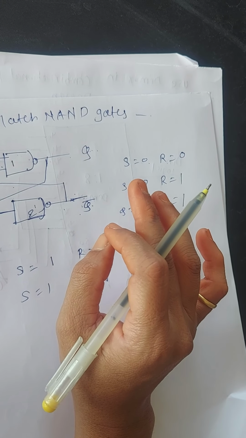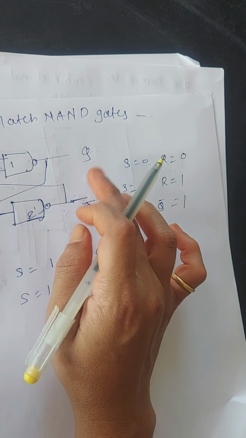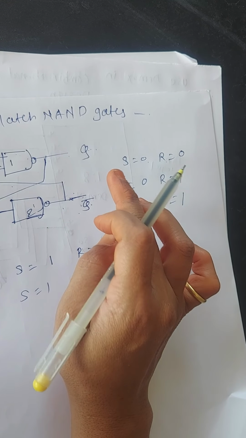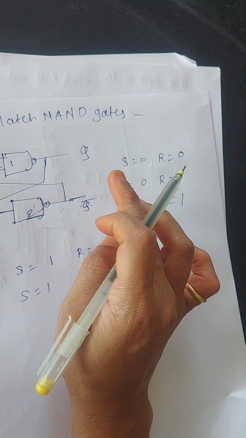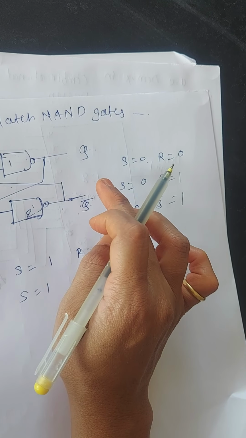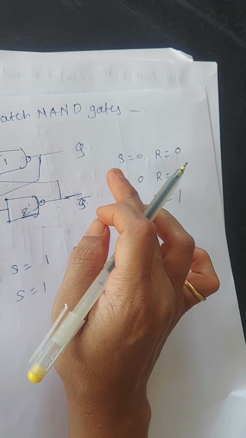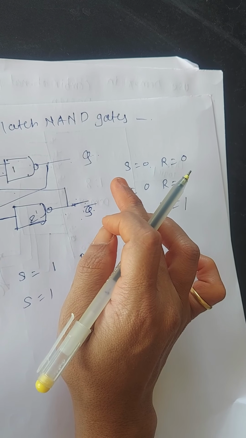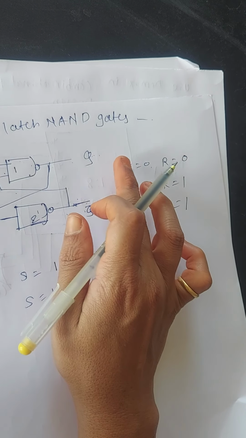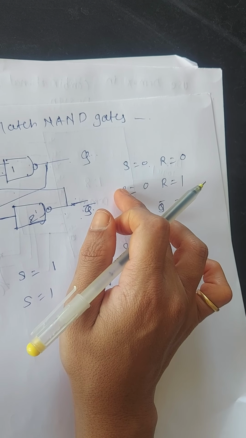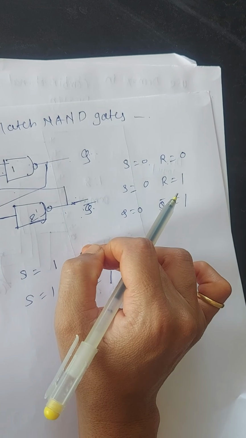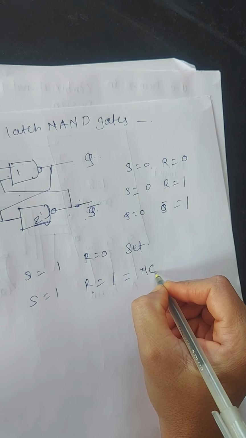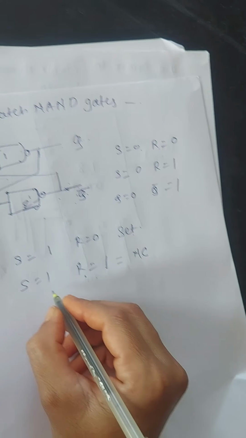To summarize: when S and R are both 0, the outputs are forced to be 1, so Q and Q bar are not complements of each other, and this condition should be avoided. When S is equal to 0 and R is equal to 1, Q is equal to 0 and Q bar is equal to 1; that is the reset condition. When S is equal to 1 and R is equal to 0, Q is equal to 1 and Q bar is equal to 0; that is the set condition. And when S is equal to 1 and R is equal to 1, there is no change in the output state.